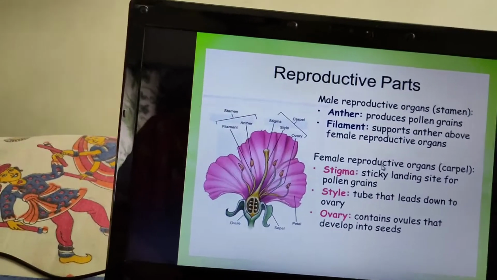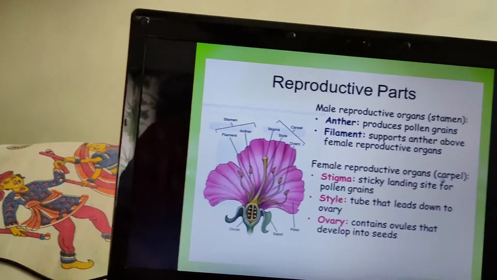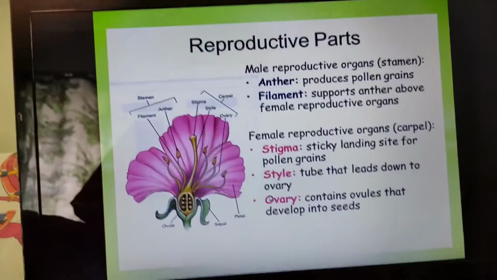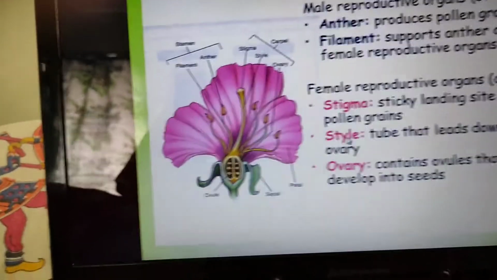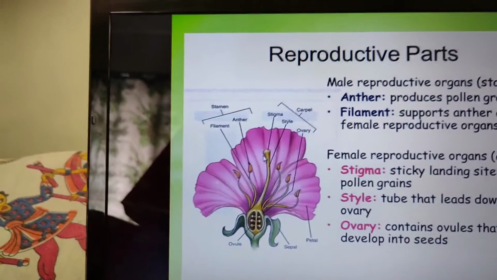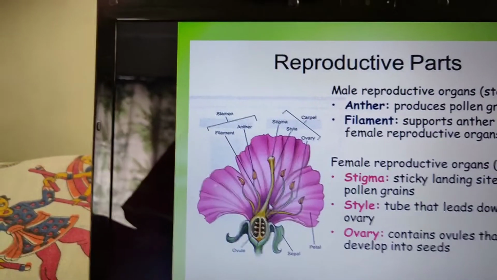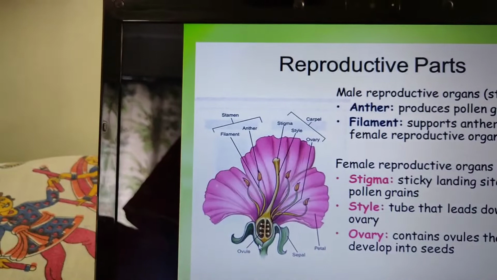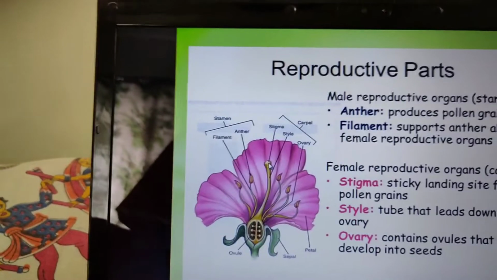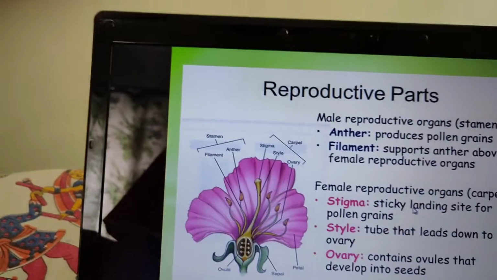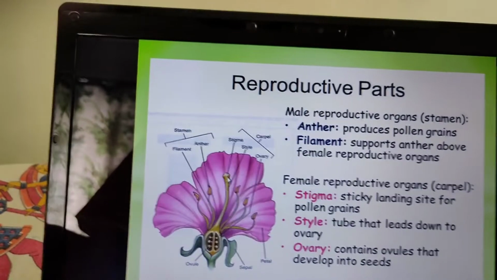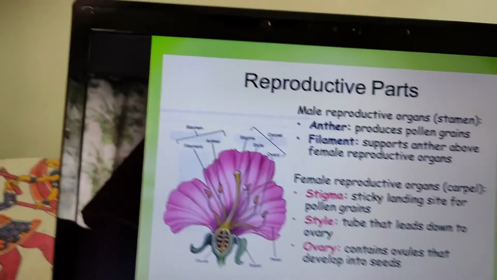Next, know about the female reproductive organ, the carpel. It consists of three parts. What are the parts? That is the stigma, style and ovary. First, know about the stigma. This is the structure of the female reproductive part, the carpel, and the tip portion is known as the stigma. It is a sticky landing site for pollen grains, meaning the pollen first drops on this stigma part.